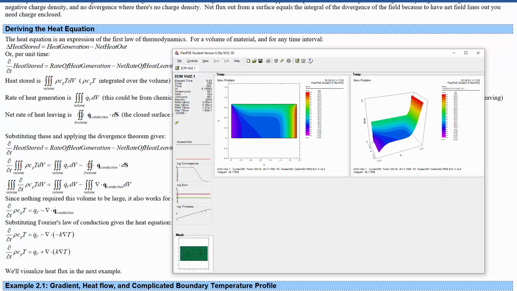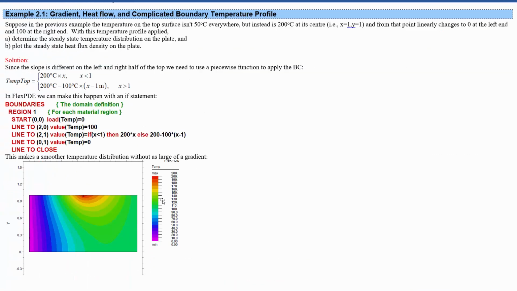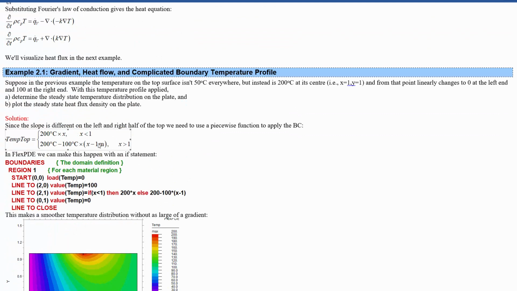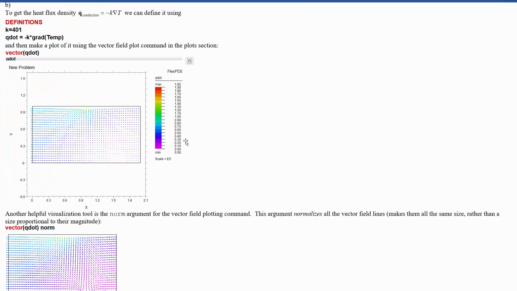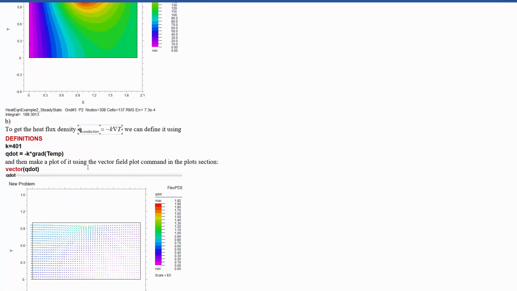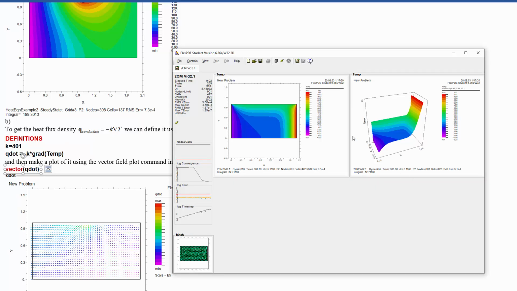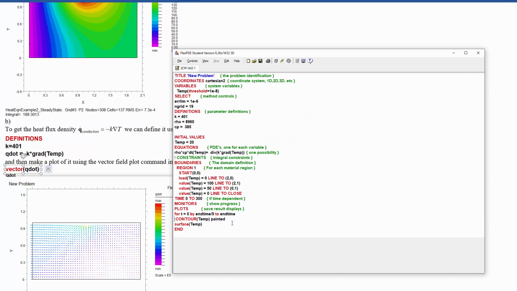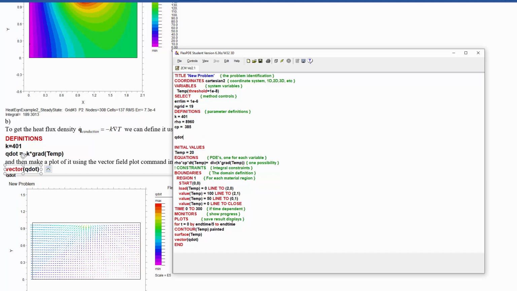Okay, so next thing we can do is have a look at a different problem, and this is going to change the boundary at the top. But before we do that, let's jump ahead and look at the heat flux density. The way that we can do this is by making a vector plot, and a vector plot on Q dot is just one of the plots that you can add in here. So we'll say vector of Q dot, and now we need to define what Q dot is. Q dot is the heat flux density. So let's put that up here. Q dot is equal to negative K times the grad of the temperature.